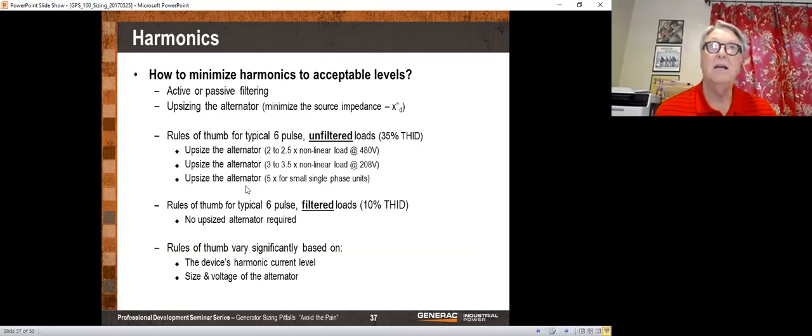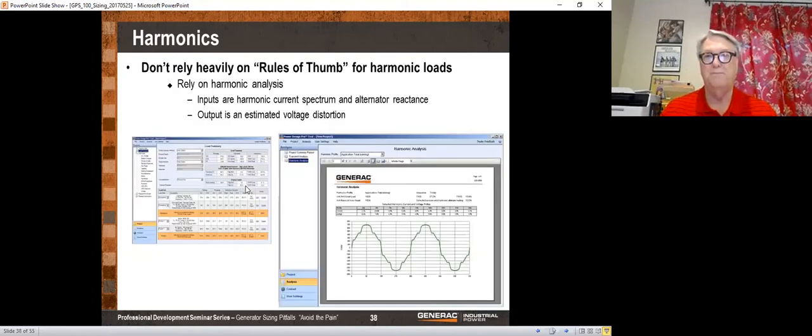And that's the second reason to have an upsized alternator. Number one was to control voltage drop during motor start. Number two is to control your harmonic levels. Now, if you have a filtered drive, then generally we don't have an issue there.